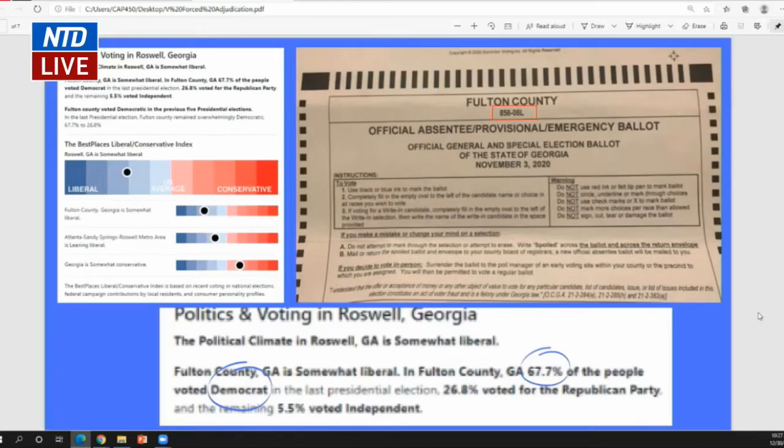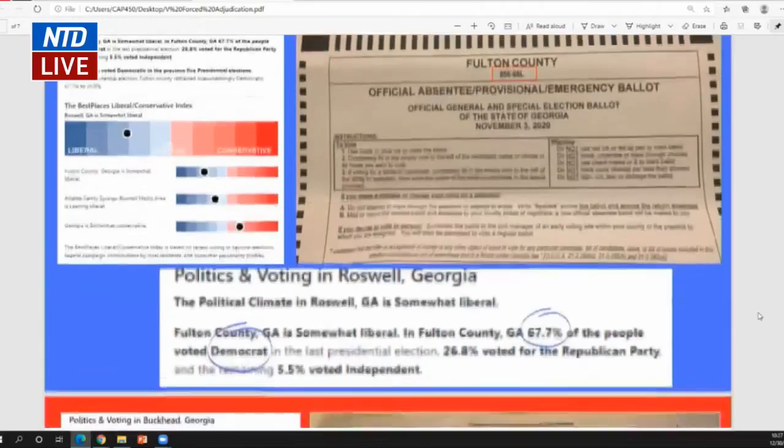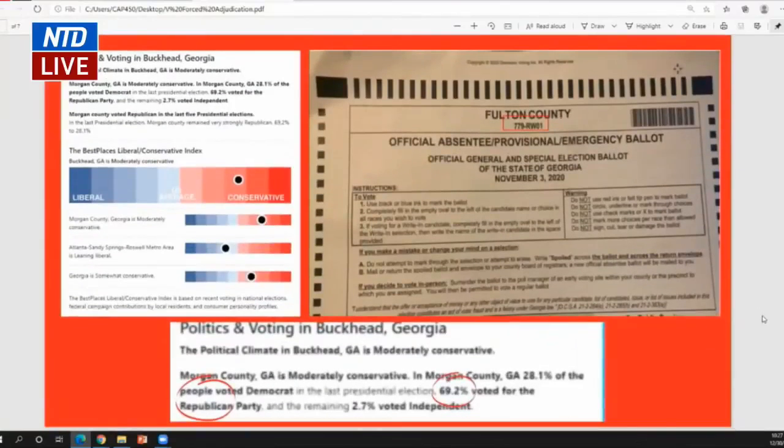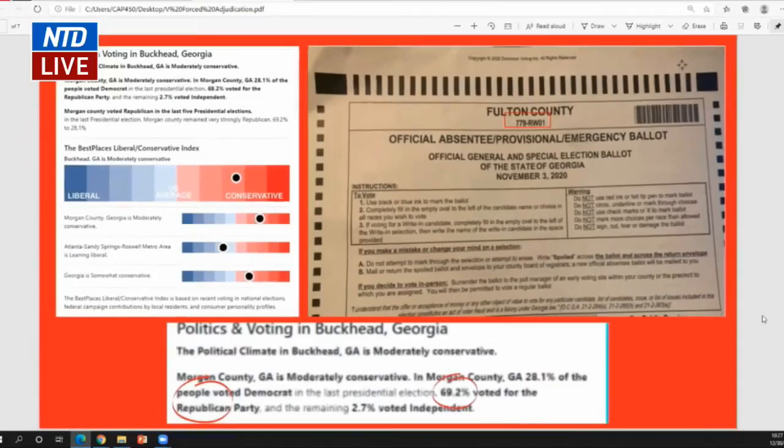This particular county, not according to my data, but according to public data, says 67.7% of the people voted Democrat. I'm just pointing this out so you understand. I use traditional coding, the blue for the Democrat side, the red for the Republican side. Let's take a look at the next ballot, please. This is a ballot for Buckhead, Georgia. This particular one says that 69.2% voted for the Republican Party, right? This one is what we call our R ballot. Will you roll back to the first one?